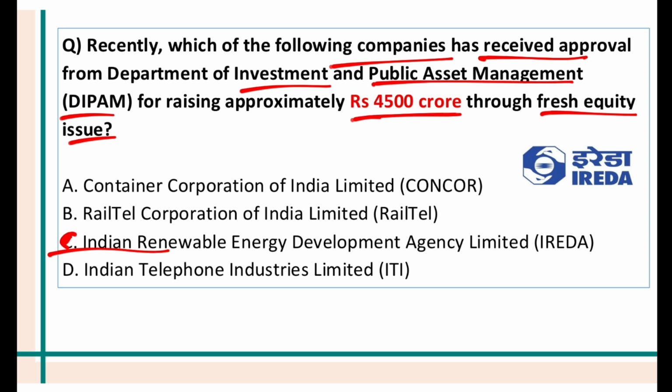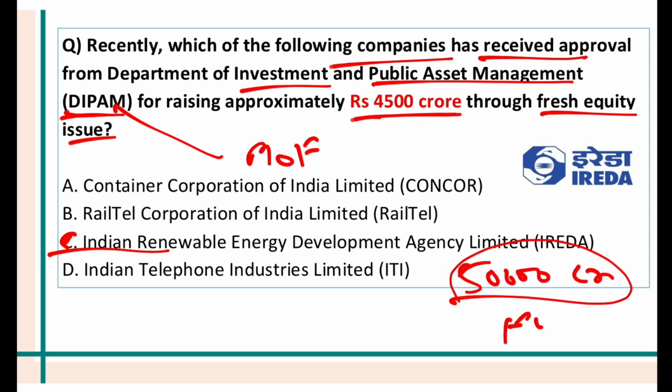And the job of DIPAM, so DIPAM is a department under the Ministry of Finance. The job of DIPAM is disinvestment. And we have a target of 50,000 crore of disinvestment for the financial year 2025. So government is trying its best to achieve the target. Last year we could not achieve our target.